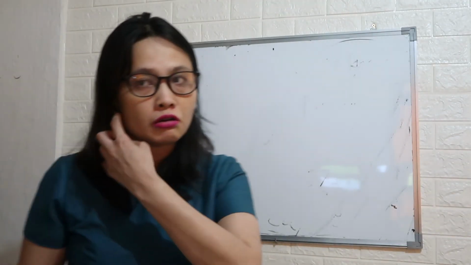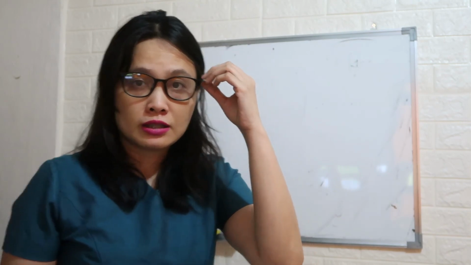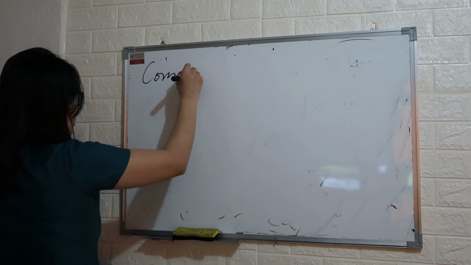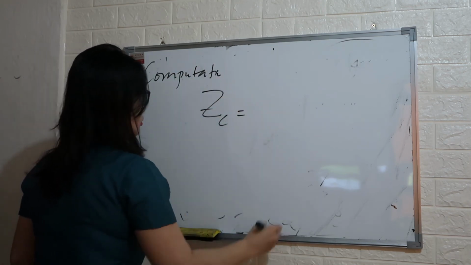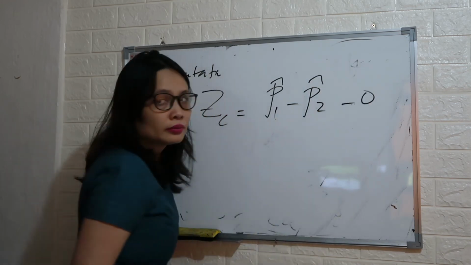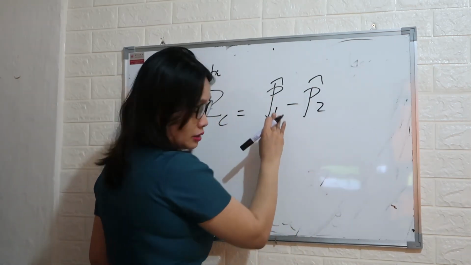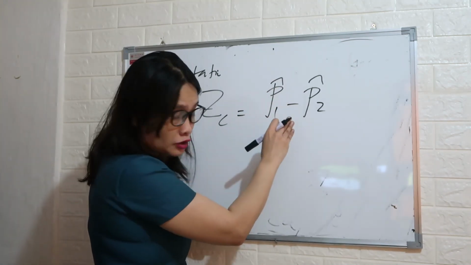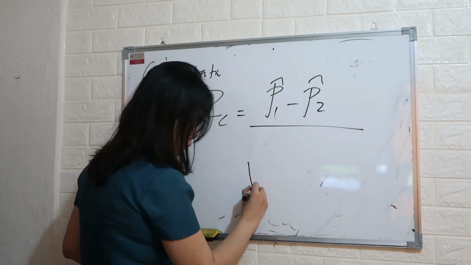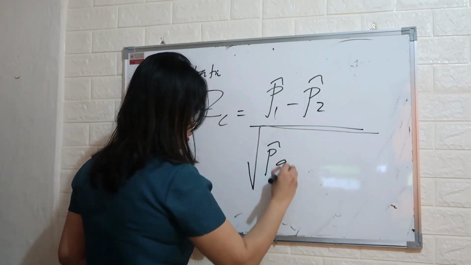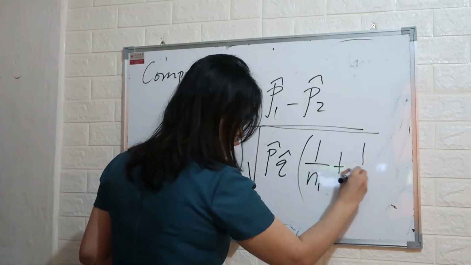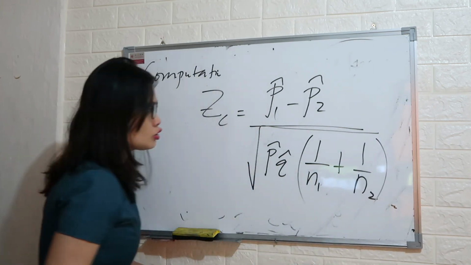So the computation on determining the difference of the two population proportions. Z is equal to P hat sub 1 minus P hat sub 2 minus 0, based on the formula, over the square root of P hat multiplied by Q hat multiplied by 1 over N sub 1 plus 1 over N sub 2. So how do we solve this one?